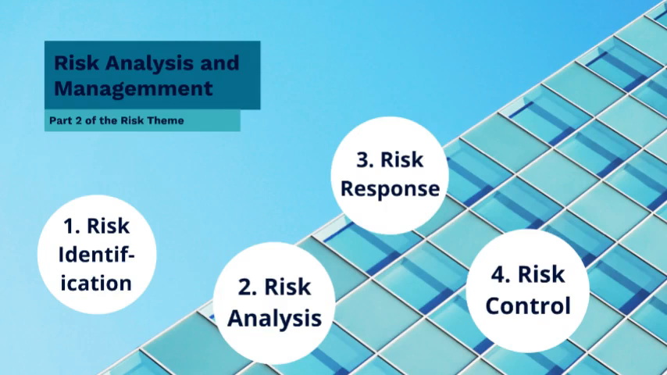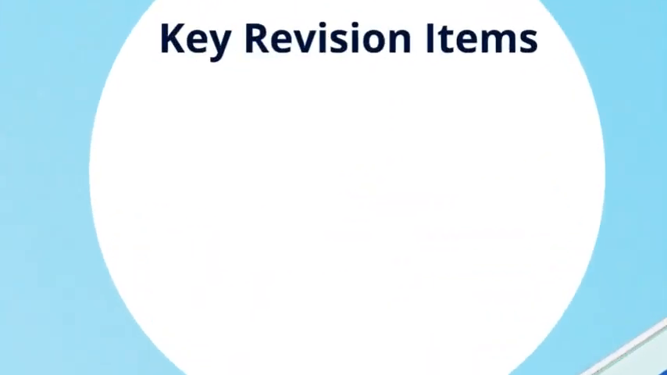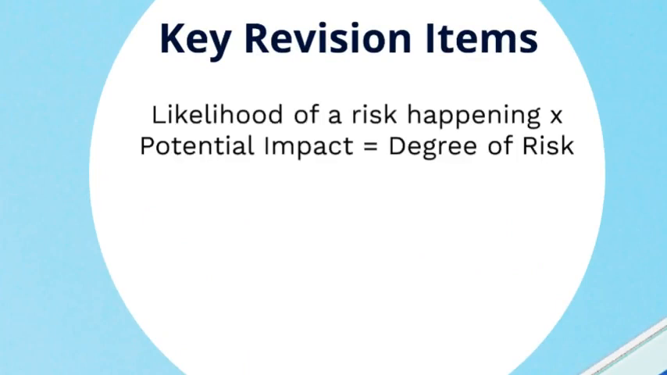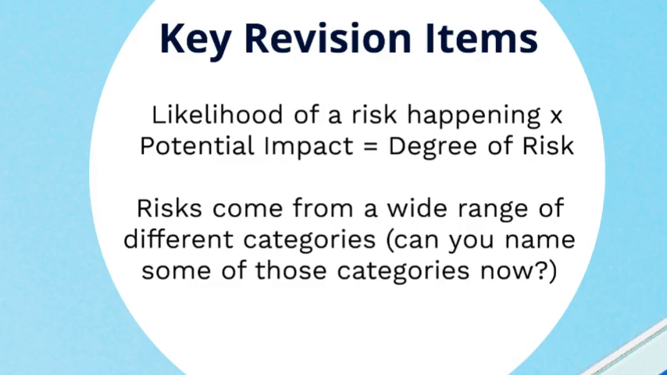You may remember me from such videos as risk identification, which we looked at previously during the feasibility phase of a project. Before we get into the topics today though, let's have a quick reminder of two key concepts from the previous video. Firstly, the idea that how bad a risk is depends on its likelihood of happening and its potential impact or consequence. Secondly, that risk comes from many different sources and categories. It's not just about safety or environmental risks.